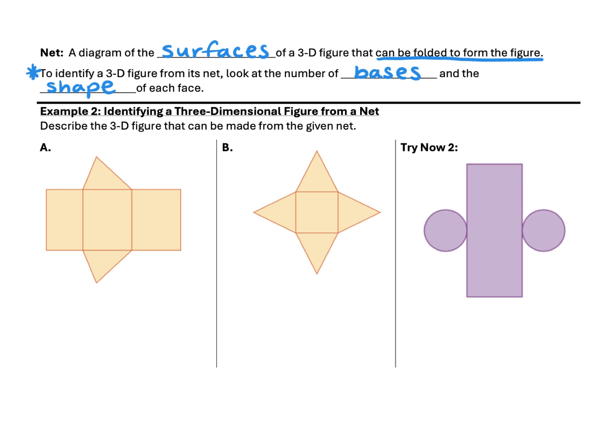If the shape of the face is a rectangle or parallelogram, it's going to be a prism. And if the shape of the faces are triangles, it's going to be a pyramid. So let's check out some examples.